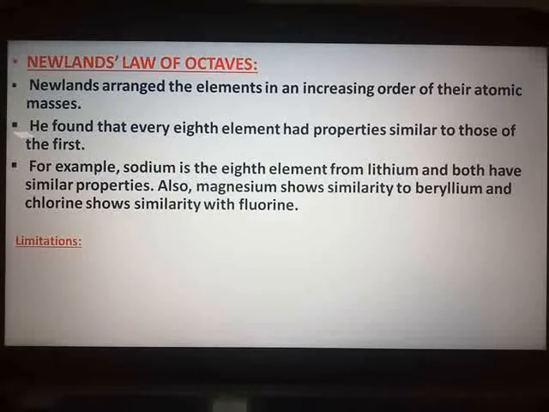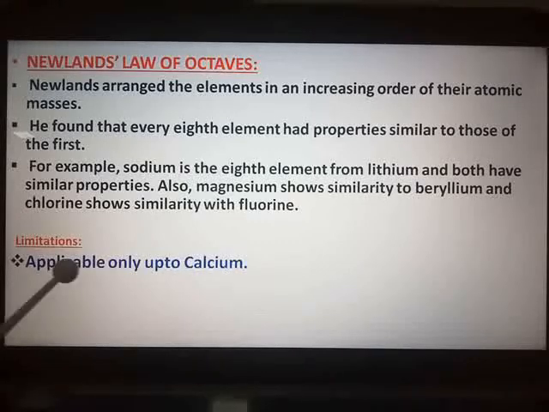Now as I have told you, every coin has two sides. There are some limitations to his laws also. The first limitation was that this law was applicable for elements only up to calcium. When anything is discovered, it should be uniformly applicable to everyone, everything. But when it is applicable to only a certain number of elements, then surely it becomes a limitation.